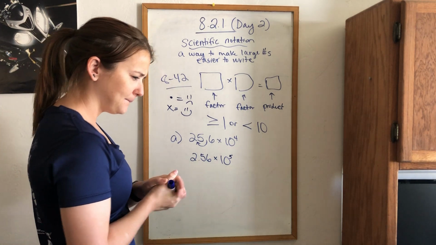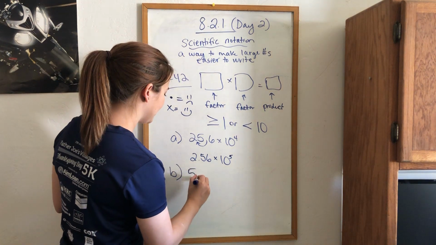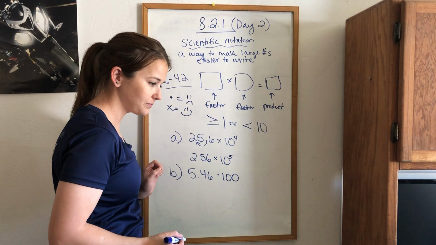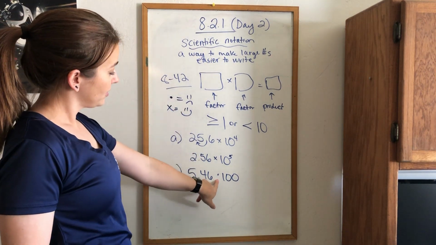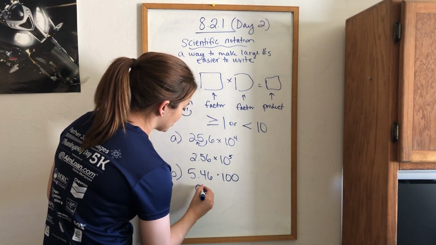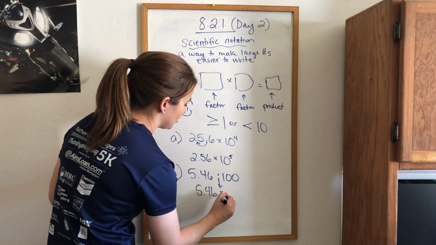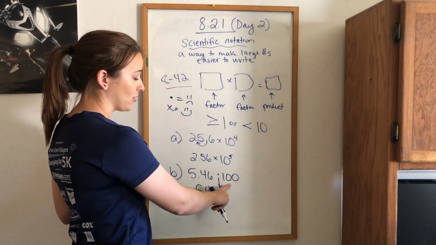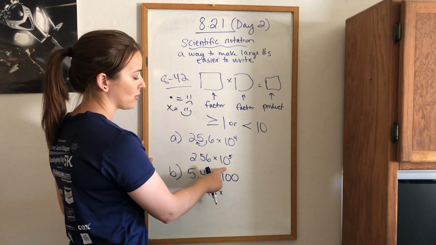Okay, B says 5.46 times 100. And first off, I see a no-no. The dot is a sad face. We don't like it, so the dot needs to be fixed, but this number is okay. 5.46 works, so we're going to change the dot to a multiplication symbol, x, and that has to be a power of 10. It can't be 100, it can't be written like this. It has to be a power of 10.